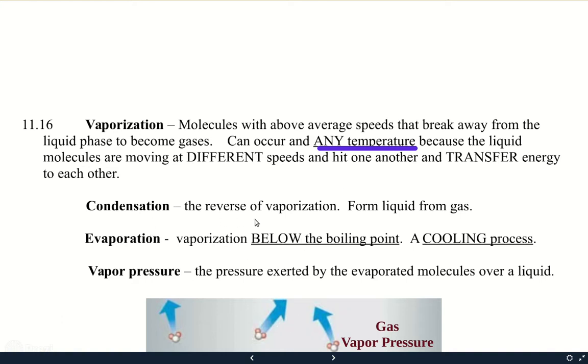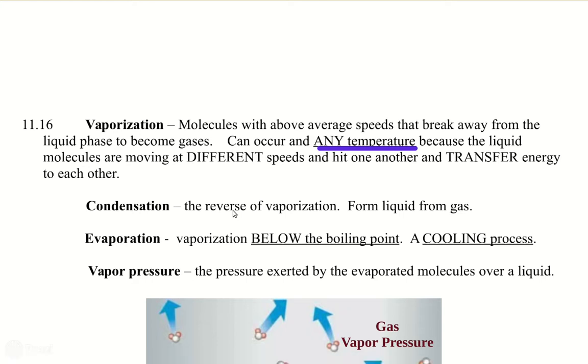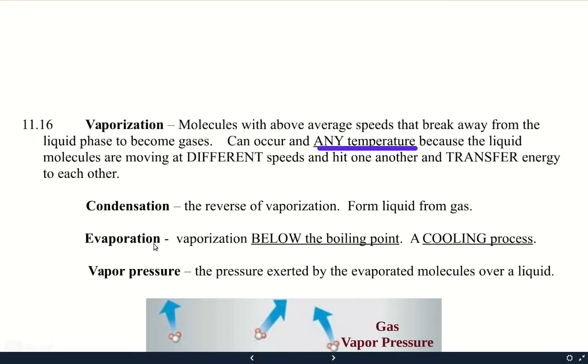Condensation is the reverse of vaporization. You form a liquid from the gas. So that means that the gas is moving fast and so loses some energy. Maybe it hits a cold pocket of air, loses some energy, and so the particles get closer together and reform a liquid.